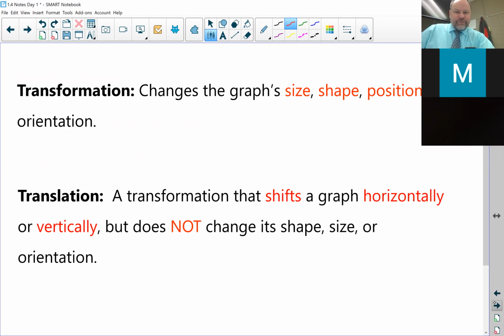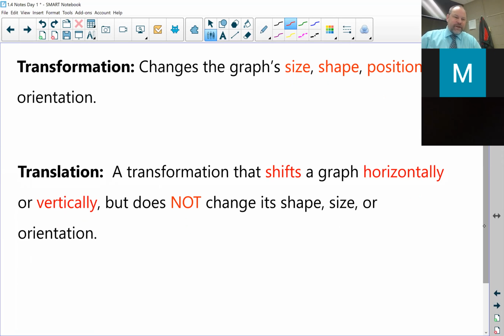A transformation changes a graph's size, shape, position, or orientation. And we'll talk about orientation in a little bit. I think size is pretty self-explanatory. Shape, again, pretty self-explanatory. Position, so we could move it left, right, up, down. And then the orientation, so for the absolute value function, it's a V shape. We could do something and make it upside down. That would be orientation.